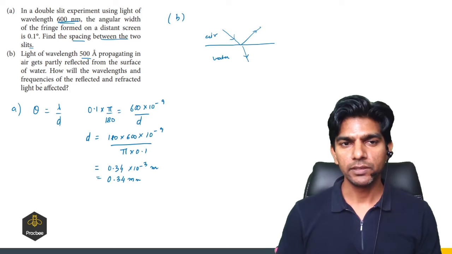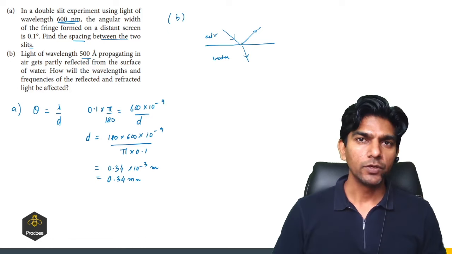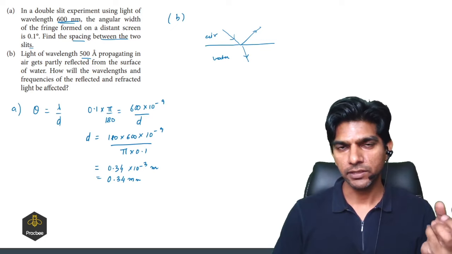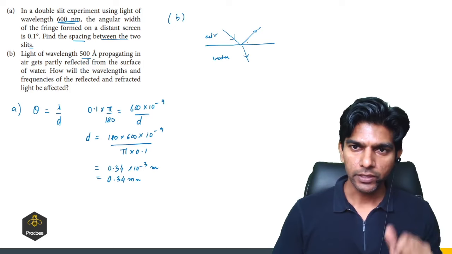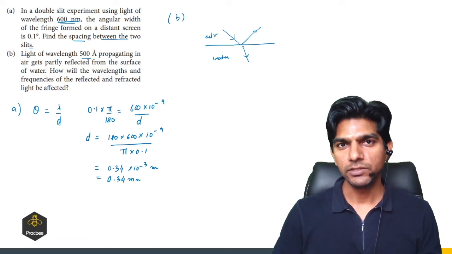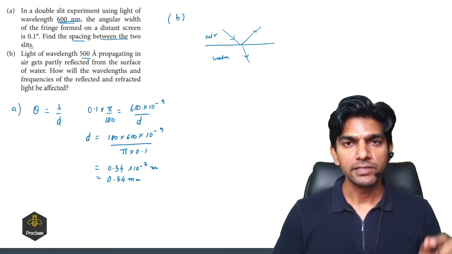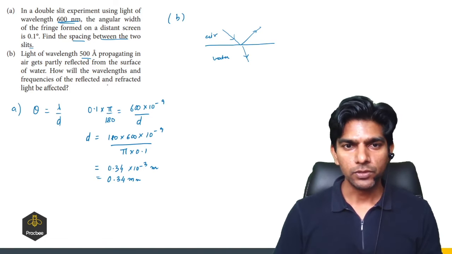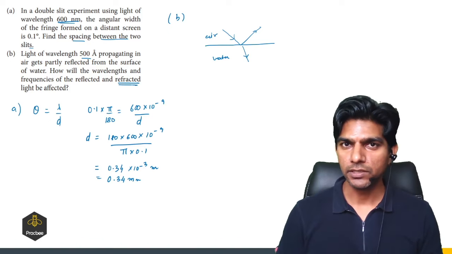How will the wavelength and the frequency of reflected and refracted light be affected? We know that frequency doesn't change when the light enters from one medium to another, because frequency is the property of the source which is generating the wave. Here the reflected wave is reflected in air only, right? So there will be no change in the wavelength of reflected light, but the refracted light has entered a new medium, so the speed has changed, so the wavelength will change. So for the refracted ray, the lambda will change, but the frequency for both the rays will be the same.